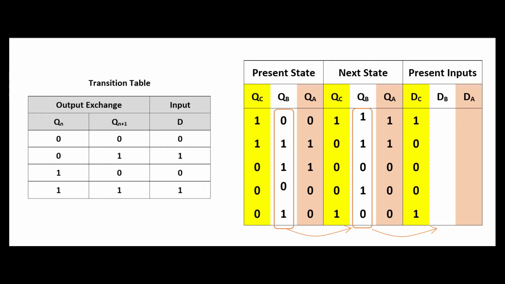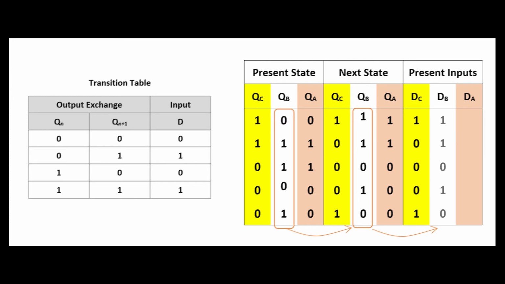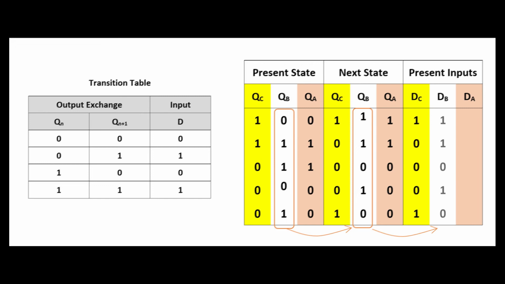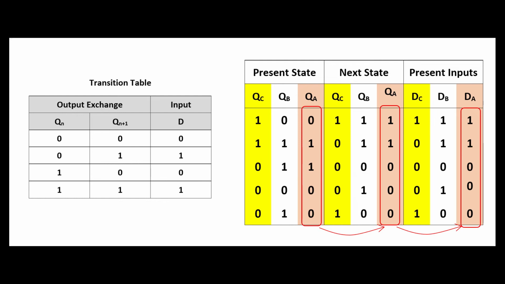For the second column, the same method will be implemented. Bit 0 change to 1 represents input 1 for input DB. Bit 1 change to 1 represents input 1 for input DB. Bit 1 change to 0 represents input 0 for input DB. And the last, bit 1 change to 0 represents input 0 for input DB. So, for the third column, you just follow the same method as I explained before.